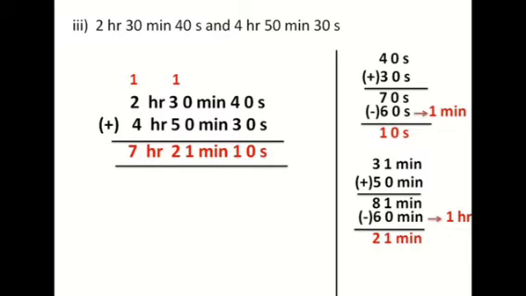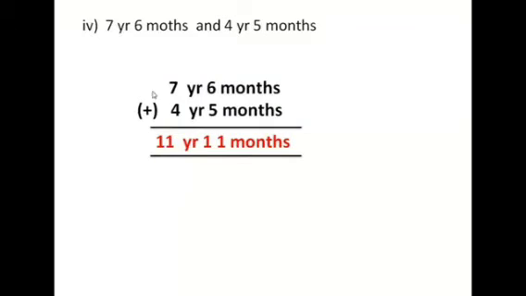seconds. Fourth one, 7 years 6 months, and 4 years 5 months. So you have to add months to months and years to years. So 6 plus 5 gives you 11 months. 7 plus 4 gives you 11 years. So it is 11 years, 11 months.